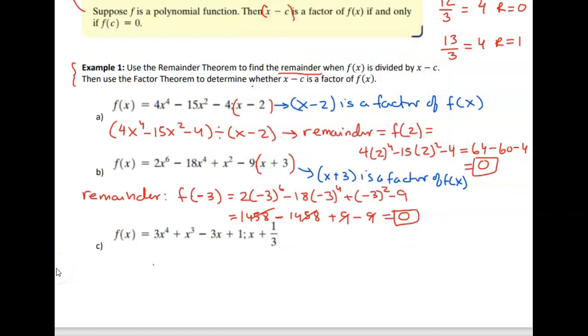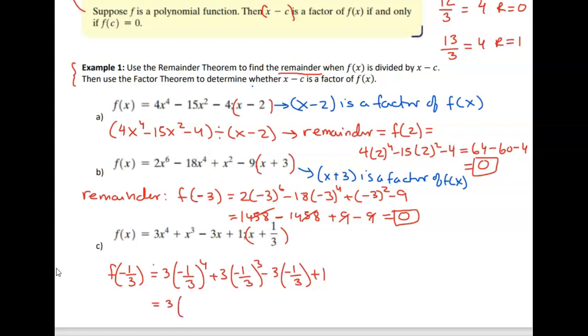Alright, let's look at C. Same thing. We want to find the remainder of dividing this polynomial by this binomial. So we're going to plug in x is -1/3. So we have 3 times -1/3 to the 4 plus 3 times -1/3 to the 3 minus 3 times -1/3 plus 1. All right, let's simplify. So we have 3 positive 1/81 plus 3 -1/27 plus 1 plus 1.